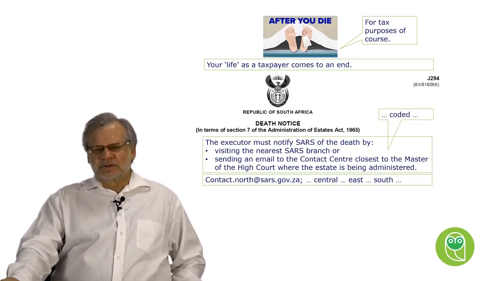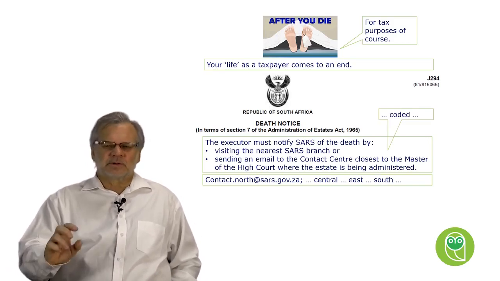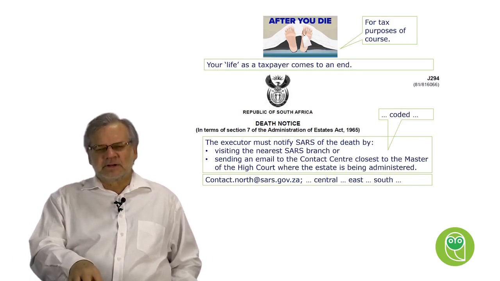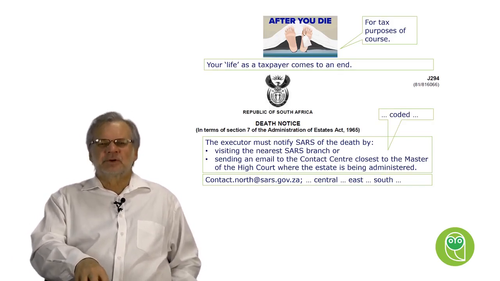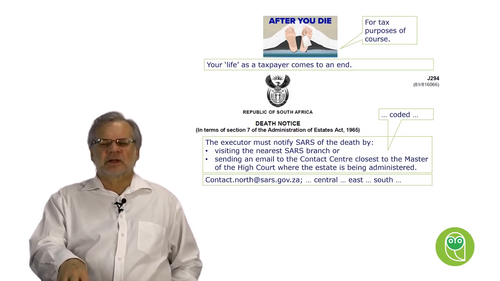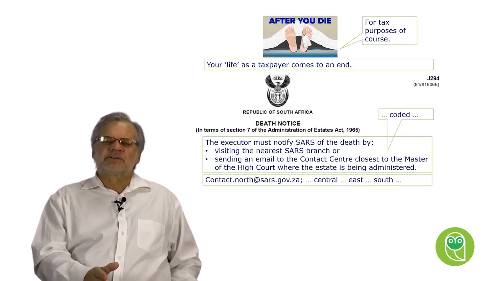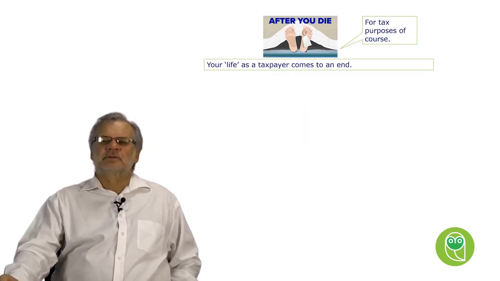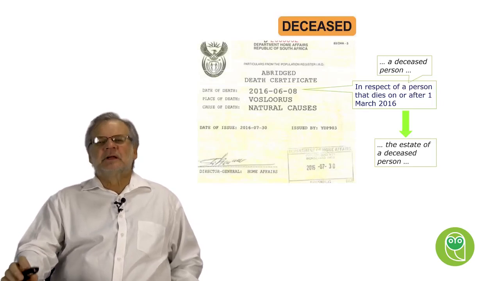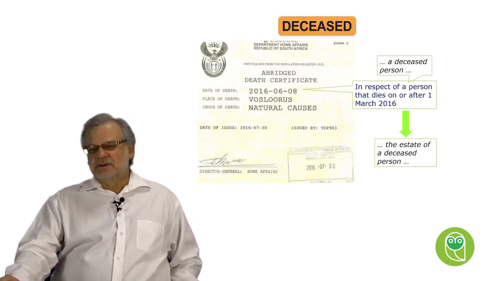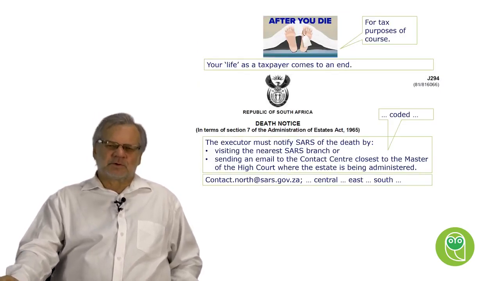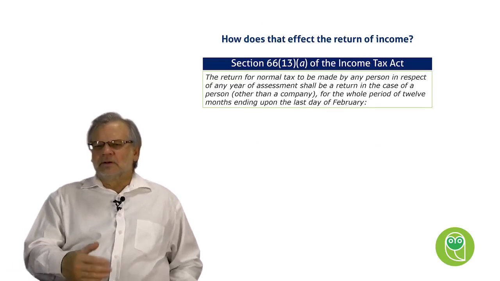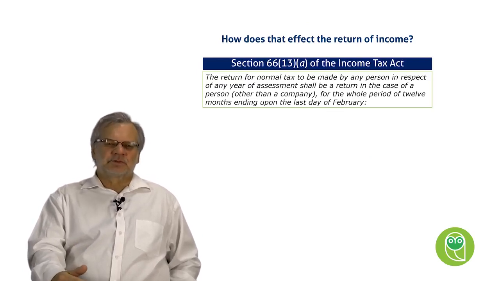And that's what we call coding the estate. We'll talk about that in more detail. So the estate is coded. And the importance of this is that SARS recognizes on the system that this person's life as a taxpayer has come to an end. So this notification tells SARS that the deceased person stopped being a taxpayer and that there's a new taxpayer, the estate of the deceased person. Okay, so that's the coding of that. How does that affect the obligation of the taxpayer to submit returns to SARS?